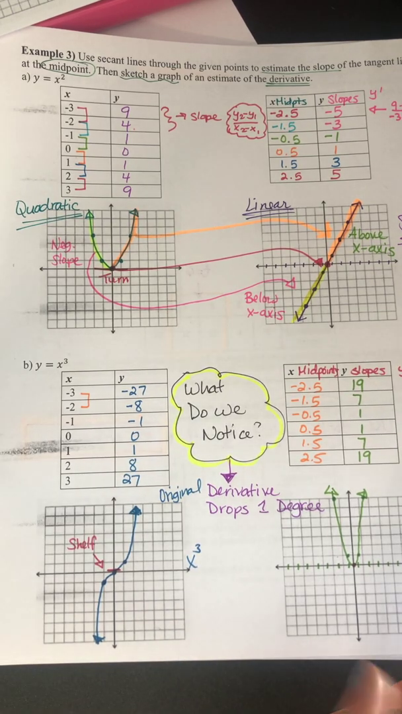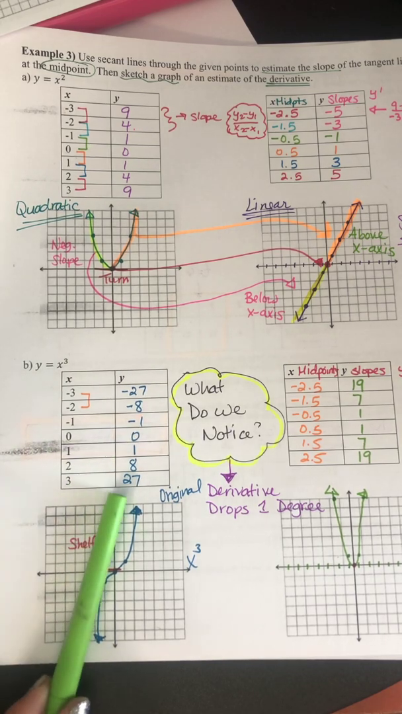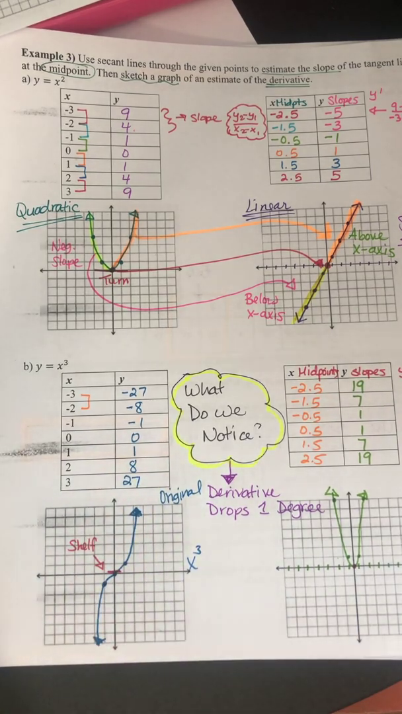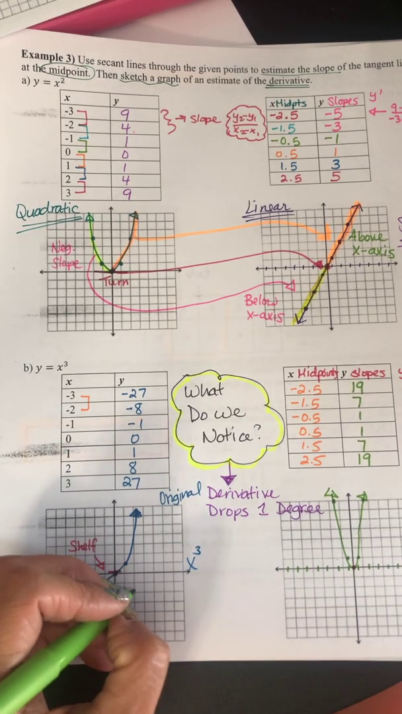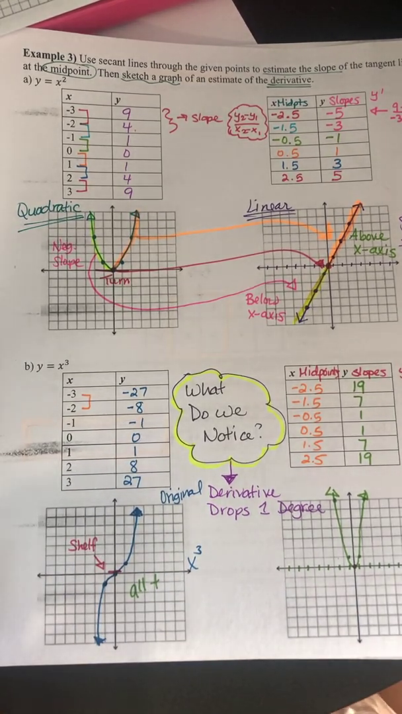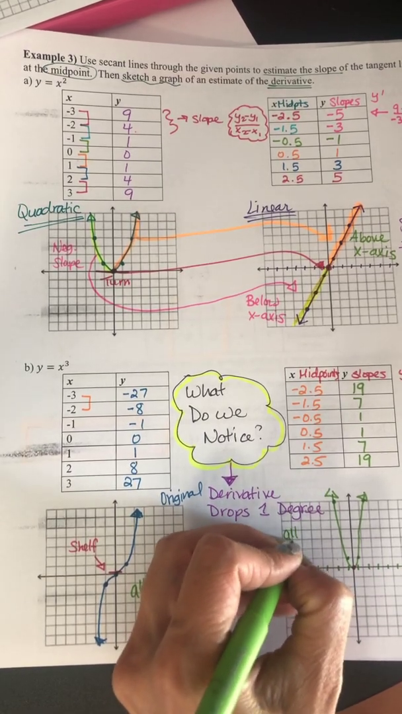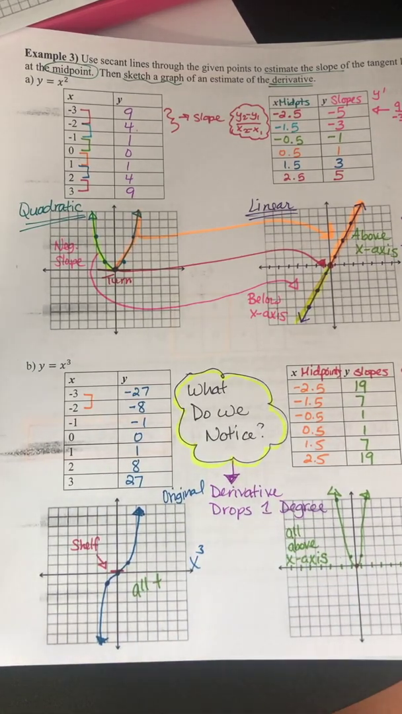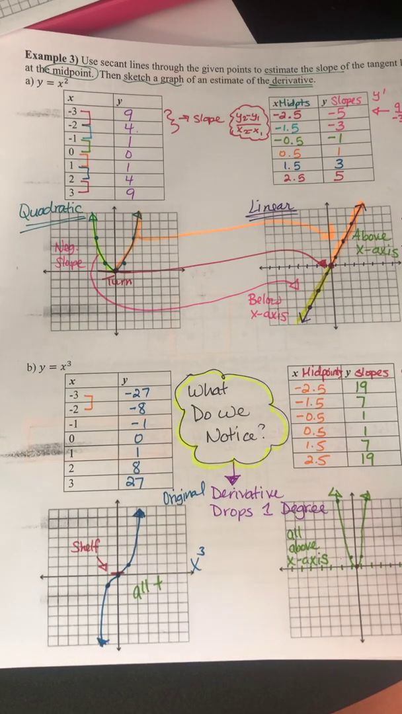So let's analyze this a little bit. If I were to draw a tangent line along the original here, I would have a positive slope, positive slope, positive slope, no matter where I went. So all the slopes would be positive, which means all the derivatives would be positive, which means everything would be above the x-axis. If the derivatives are all positive, then they're all going to be above the x-axis. And isn't that what we see there? It is. So the patterns check out.